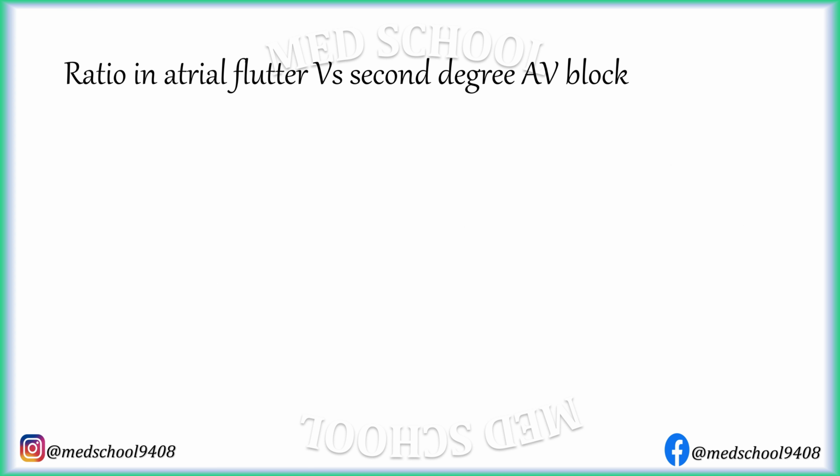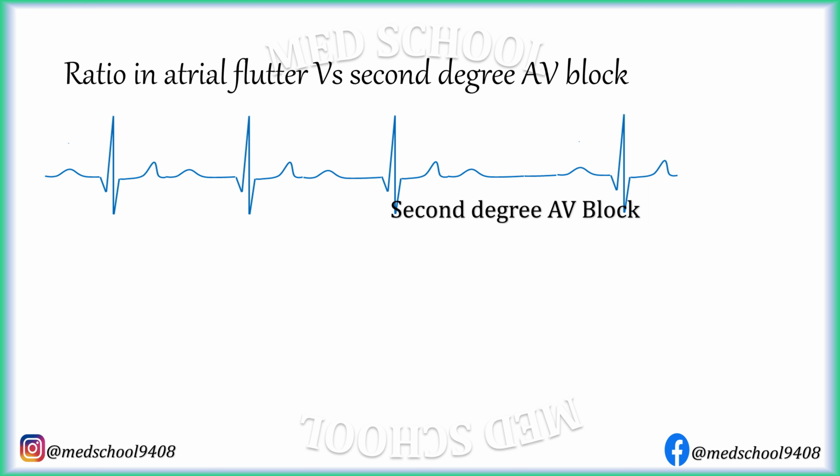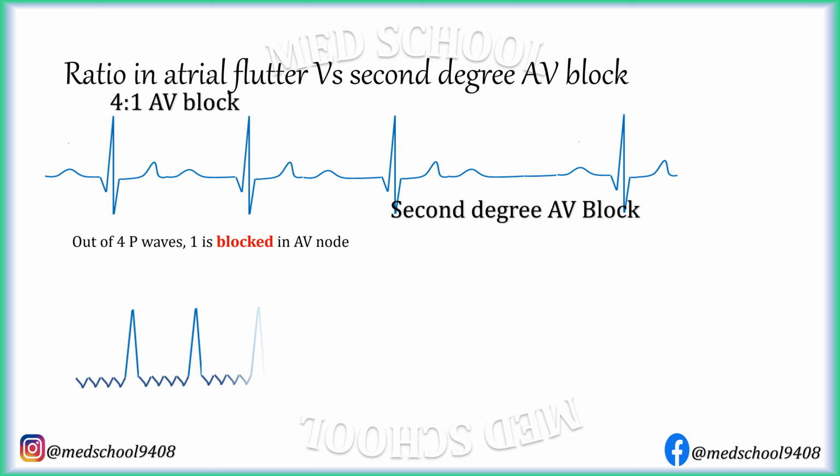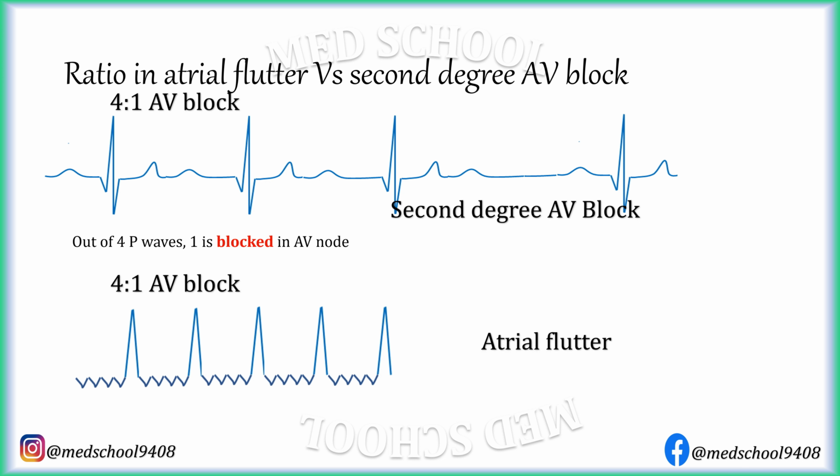If you recall, second degree AV block is also expressed in a ratio, just like in atrial flutter. But there is a difference between the meaning of these ratios in both cases. In this rhythm strip of second degree AV block, there is a 4:1 block. Here this means out of 4 P waves, 1 is blocked at the AV node. This rhythm strip of atrial flutter also has a 4:1 block. But here this means out of 4 P waves, 1 is conducted through the AV node.